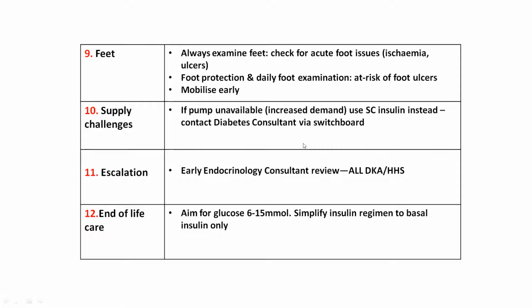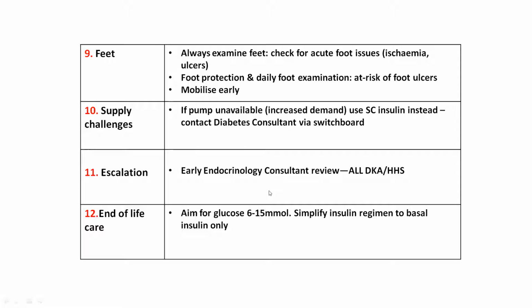If there are supply issues, for example, if the patient is on an insulin pump and you are unable to get it in your hospital setting, try and give them subcutaneous insulin. If you are really stuck, then the last option is VRII, which is IV insulin. But discuss with your diabetes specialist nurse or endocrinology consultant. All patients who have DKA and HHS should be seen by a senior endocrinologist in the hospital, and other patients who have steroid-induced hyperglycemia should all have input from your local diabetes team.